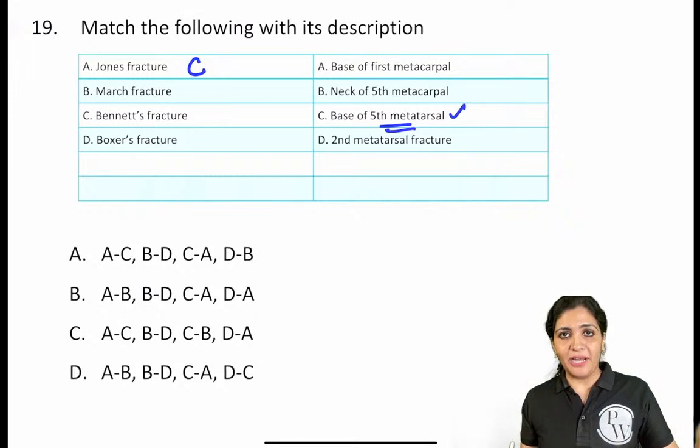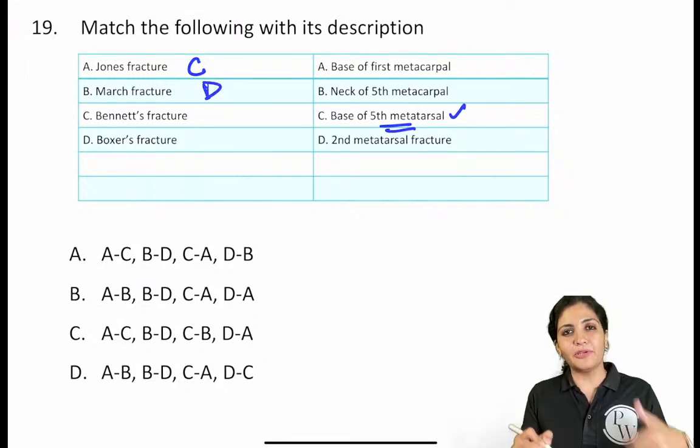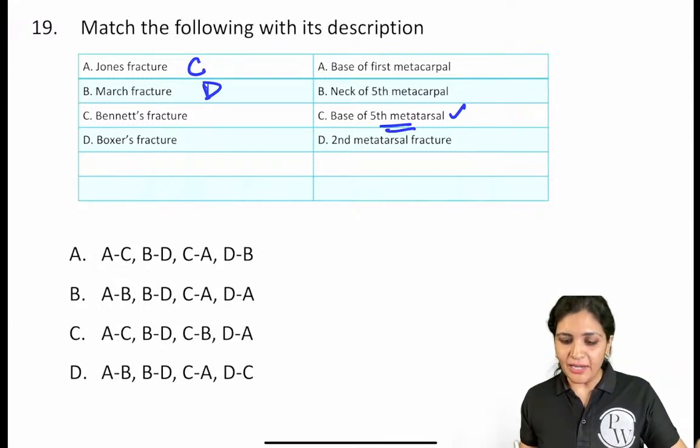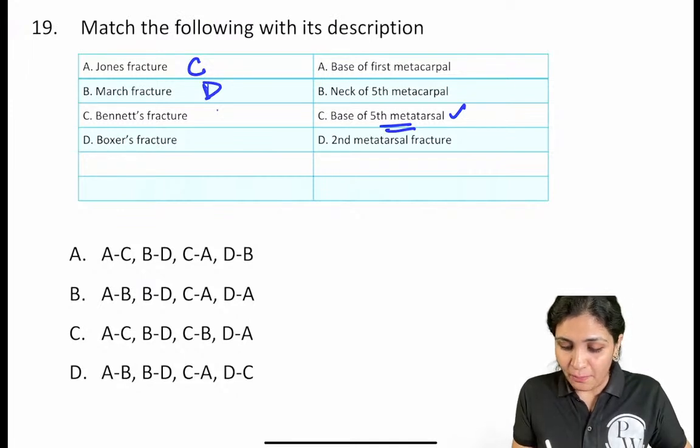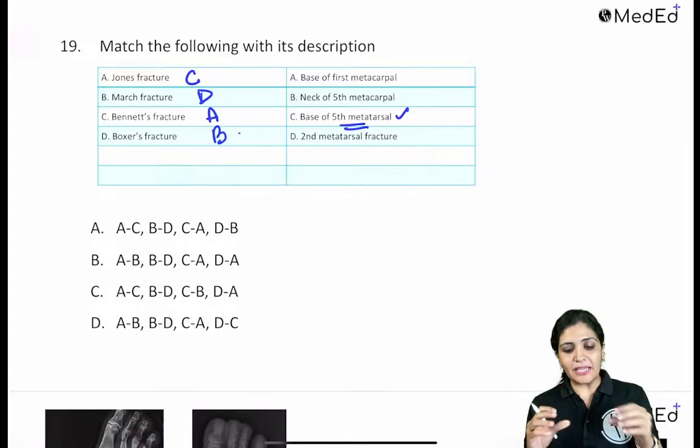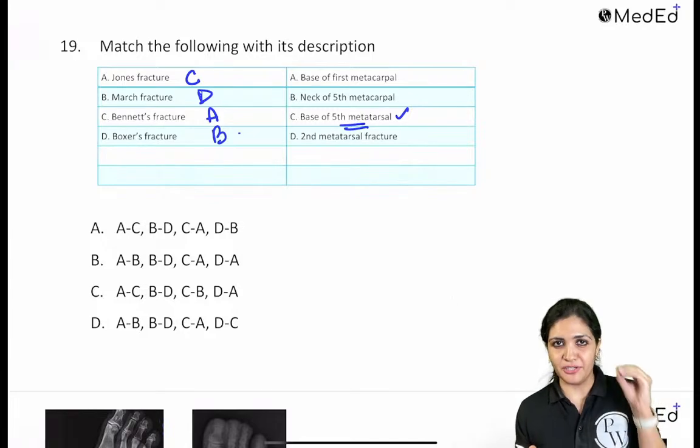And then what is the March fracture? March fracture is nothing but a stress fracture, usually seen in the second metatarsal neck, right? Then what is Bennett's fracture? Bennett's is your base of the first metacarpal. So that is how you have to remember. These are certain specific fracture names which you have to remember.